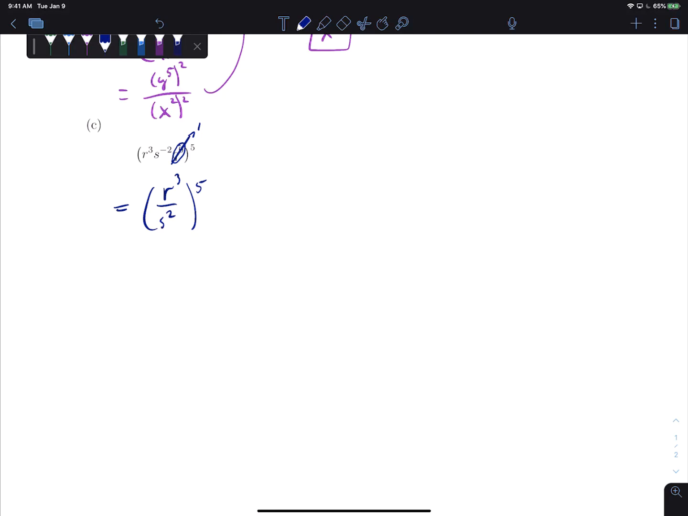And at this point, distribute the exponent, making that r cubed to the 5th all over s squared to the 5th, which becomes r to the 15th over s to the 10th, because we multiply the exponents.